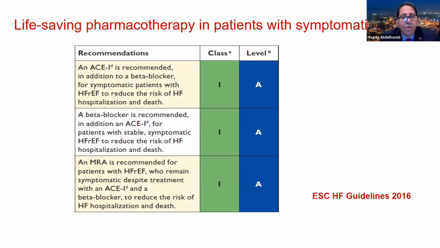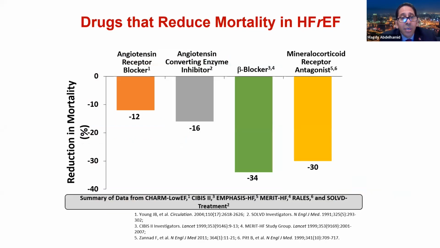The 2016 guidelines recommended life-saving drugs for any patients with heart failure with reduced ejection fraction. According to the evidence from many clinical trials, ACE inhibitors are recommended in addition to beta blocker and MRA to reduce mortality and hospitalization. The same for beta blocker and the same for MRA. All these drugs are considered class 1A recommendation.